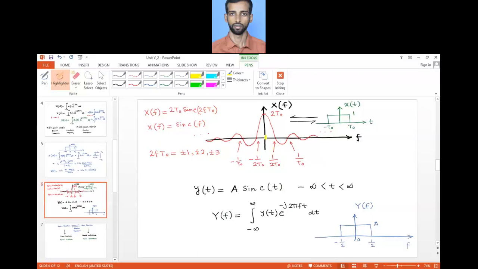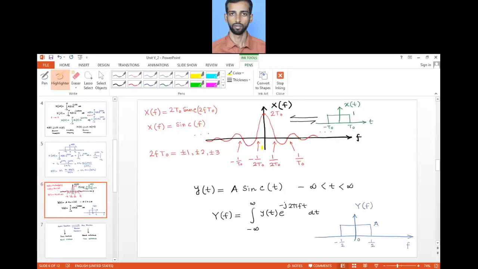So here this is the zero point, zero frequency. At zero frequency, the sinc function will give you 1. So the magnitude becomes 2T₀; that is the magnitude of the sinc function. And at every integer multiple of 2fT₀, the value is equal to 0. Accordingly, you have to calculate what those f values are. These f values are ±1/2T₀, ±2/2T₀. That means here the first zero crossing is 1/2T₀, the second zero crossing is 1/T₀, the third zero crossing is 3/2T₀, and so on and so forth.